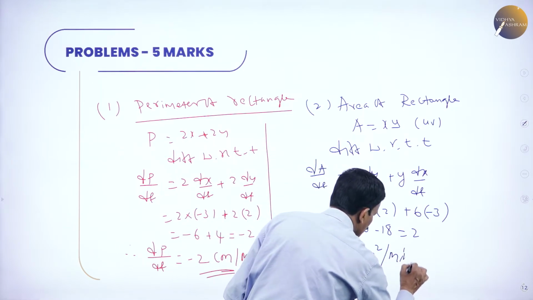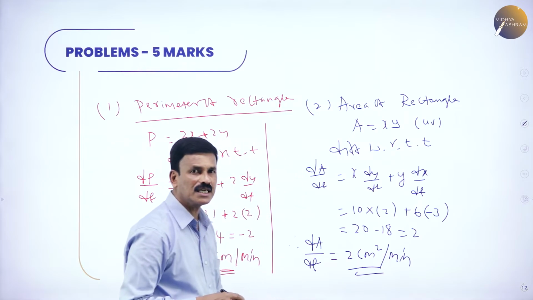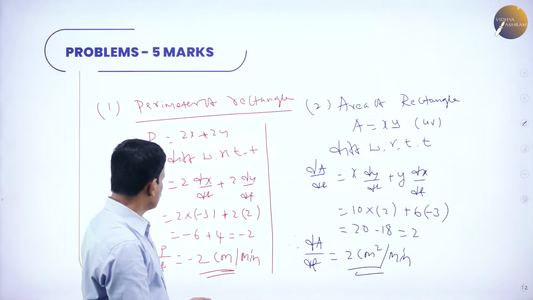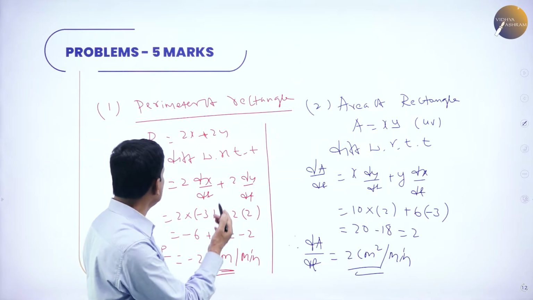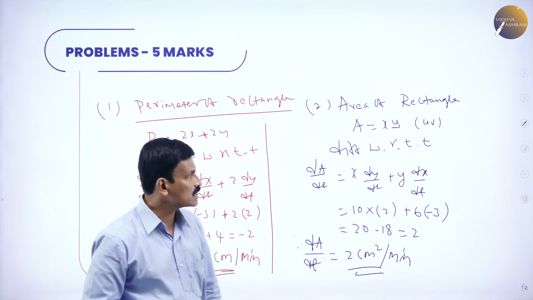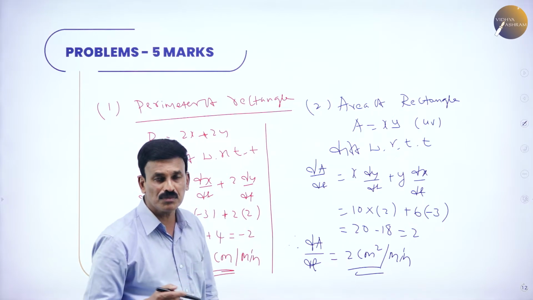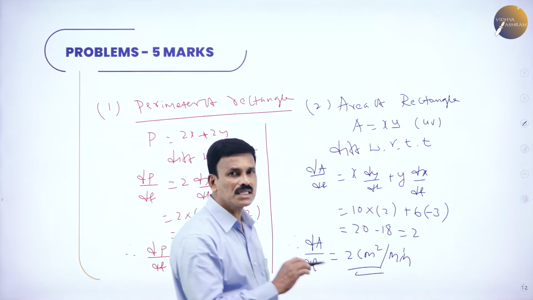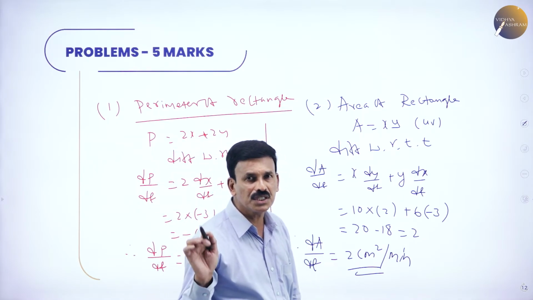The rate of change of area is centimeter square per minute. Suppose if it is second, you can write second. Since this is per minute, the previous problem is also per minute. Minus 2 centimeter per minute is the rate of change of perimeter, and 2 centimeter square per minute is the rate of change of area. Both the problems are same type. The answer is also same. So definitely you will get one question, either this or this, for 5 marks. No doubt in it. Okay.